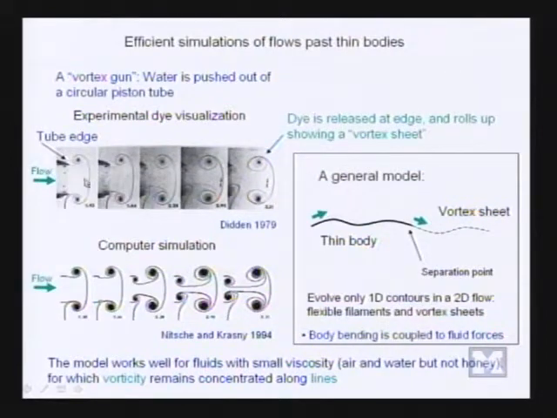So here's an example of an experiment. This is called a vortex gun. Basically, you can create a vortex in the water by doing this. You have a circular piston tube, and this is showing a cross-section through the tube near the opening. And then when I push the piston forward from left to right, it expels water from that tube. And as the water comes out, it basically draws in water that's outside the tube and makes these nice vortices.